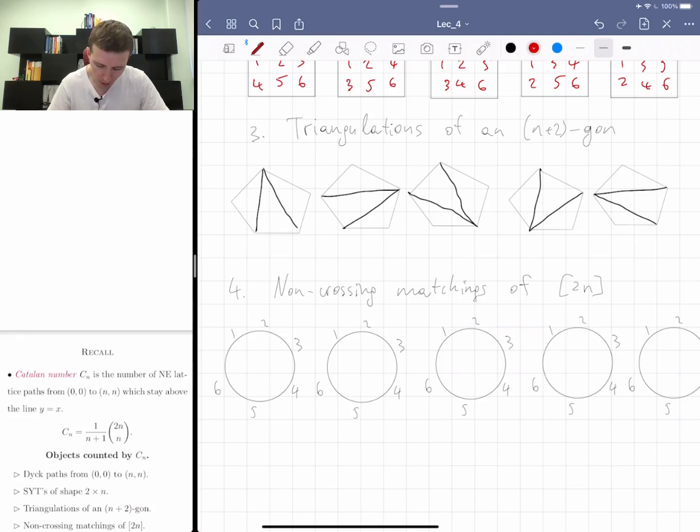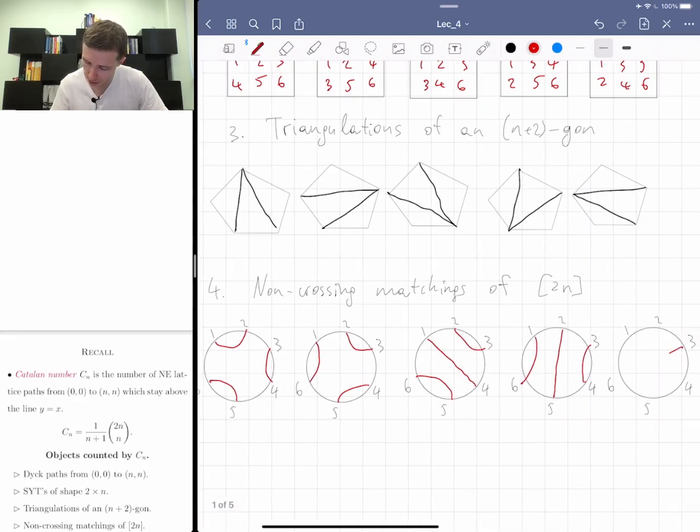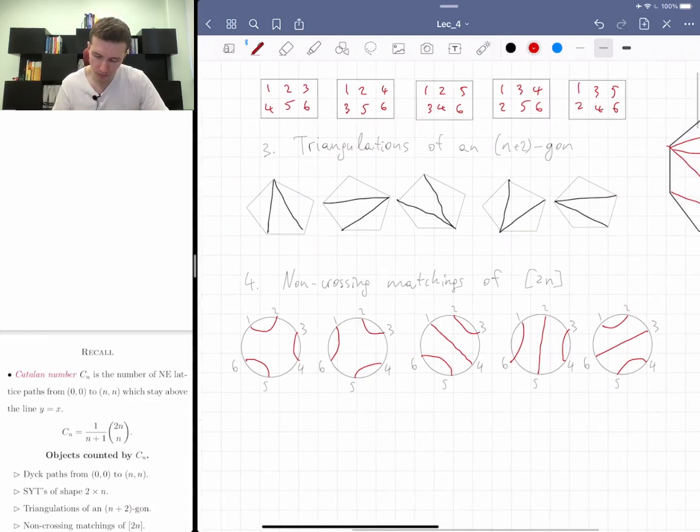Well, let's try. Maybe I can match everybody to its neighbors. I can do this in 2 different ways. Or I can match like this. And I can also do this. Yeah, I guess that's all the possible ways I have. So I got 5 matchings. And in general, it's going to be Catalan.